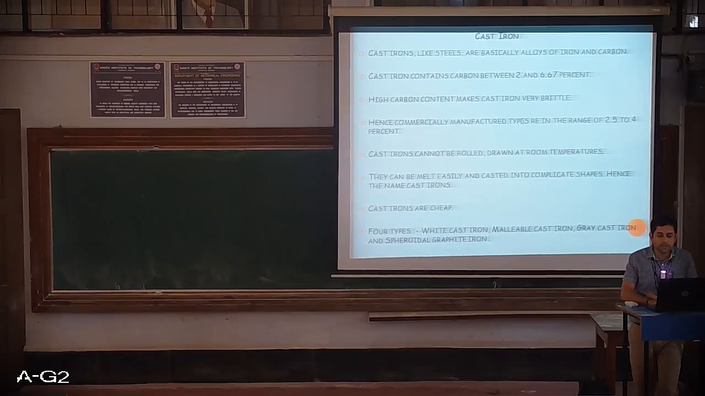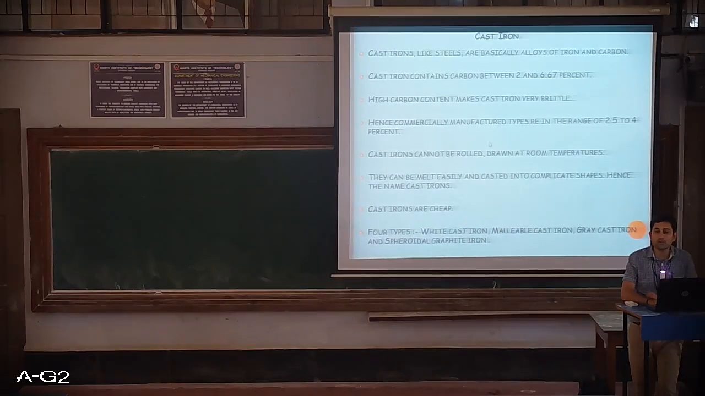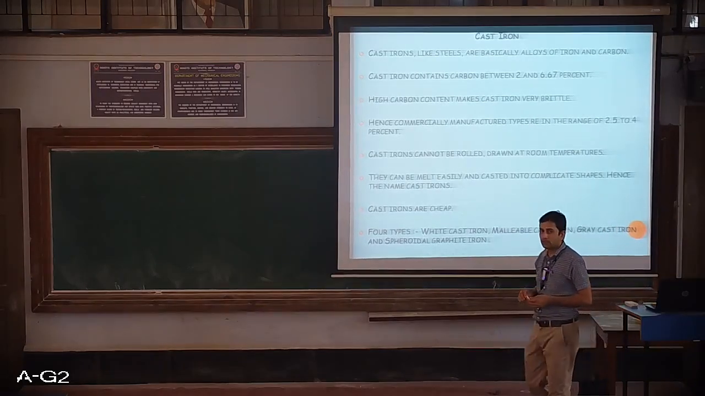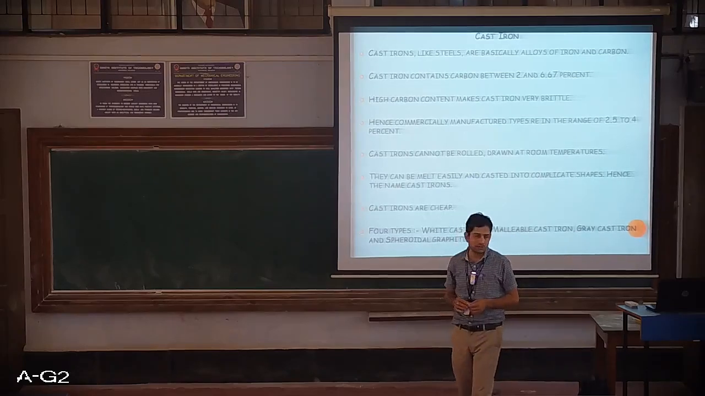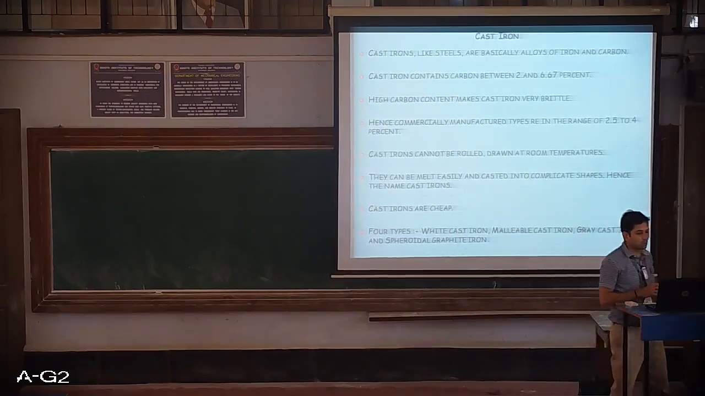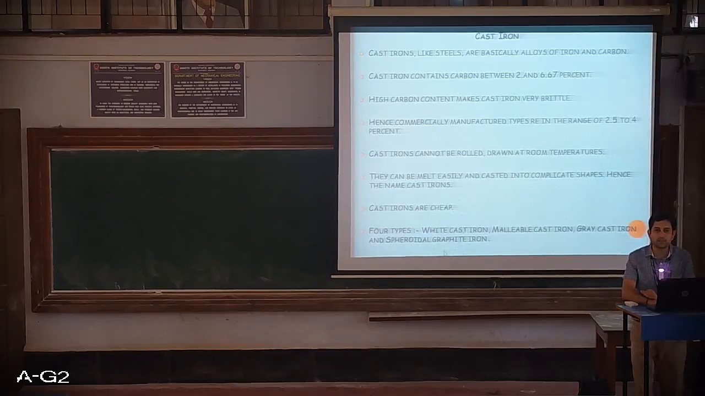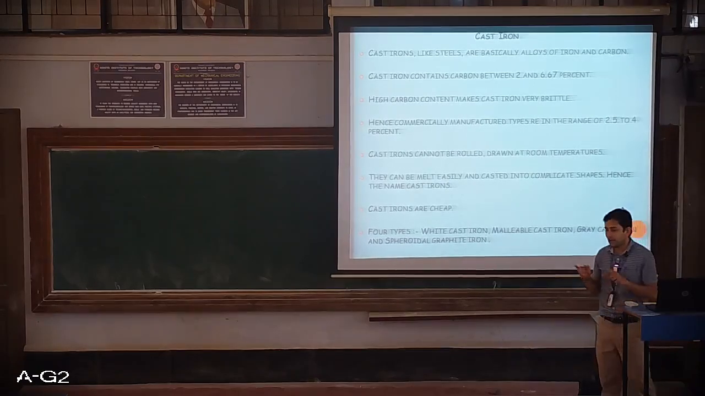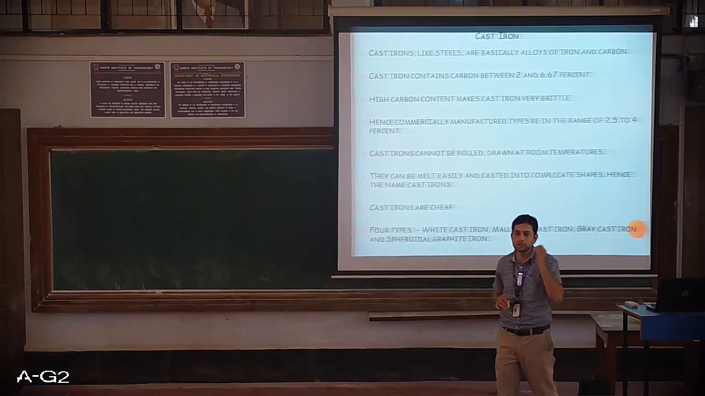Commercially manufactured types are in the range of 2.5 to 4%. You should remember that nobody will go for the highest percentage of carbon content. It will be just around 2.5 to 4%, right? Then cast irons can be rolled and drawn at room temperature, that is, their malleability and ductility is very good. They can be melted easily and cast into complicated shapes, hence the name cast iron. I have also explained in the previous iron carbon diagram that the cast iron region is also called castings.